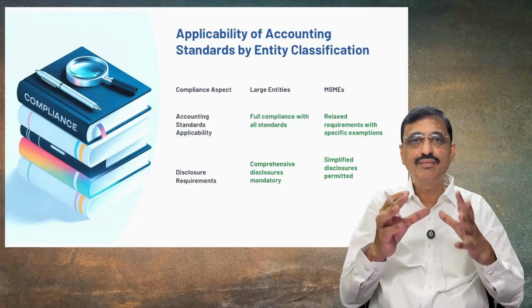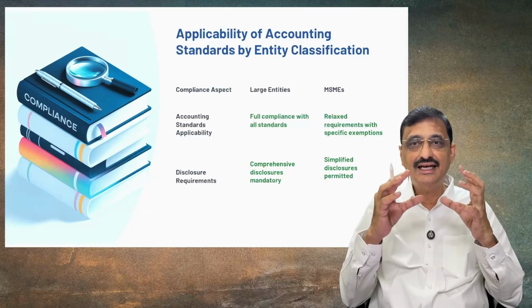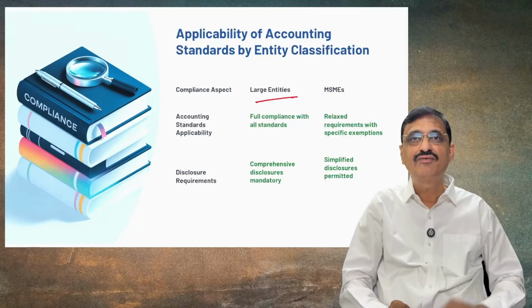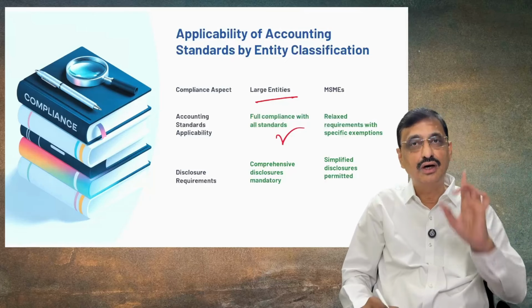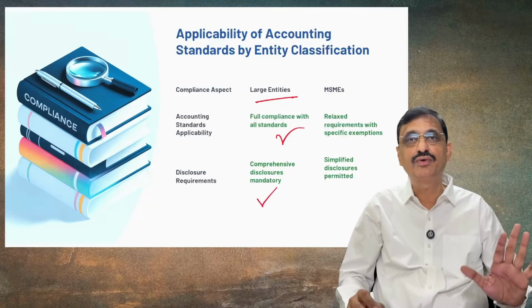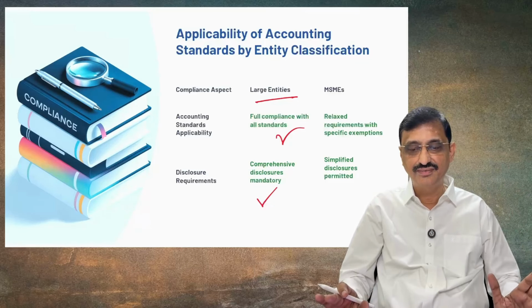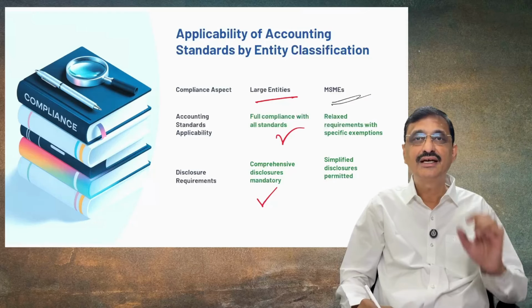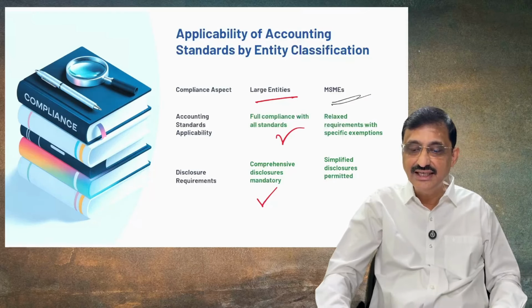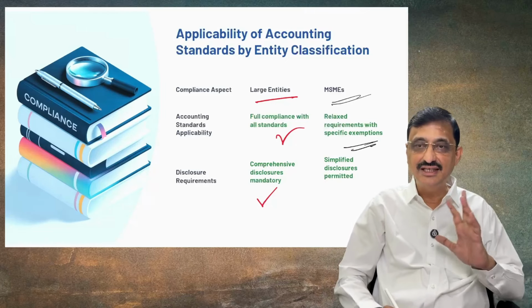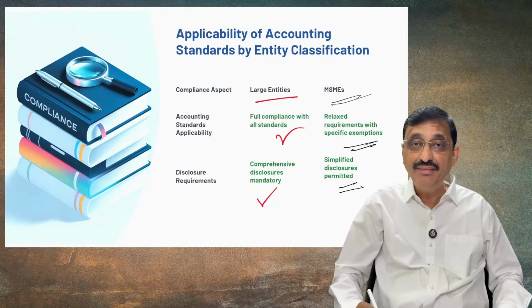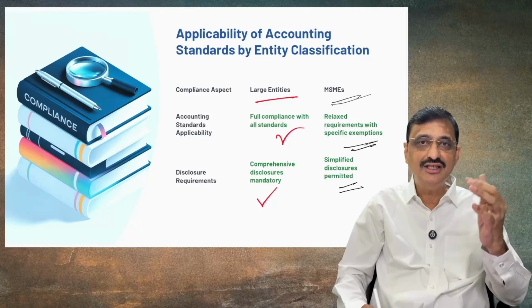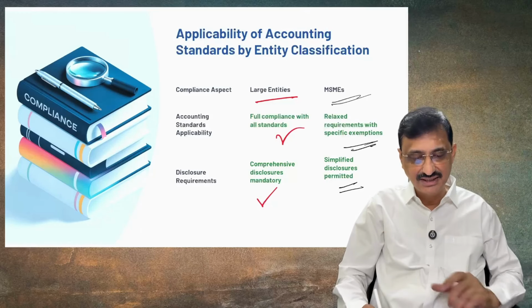Now, what is the applicability of accounting standards by an entity's classification? If the entity happens to be a large entity, then full accounting standards are to be followed. Also, all disclosure requirements are to be followed without there being any exemptions. But if you happen to be a MSME, then you will have certain specific exemptions as well as there will be certain permission of simplified disclosures, means you will have certain reduced disclosure requirements.